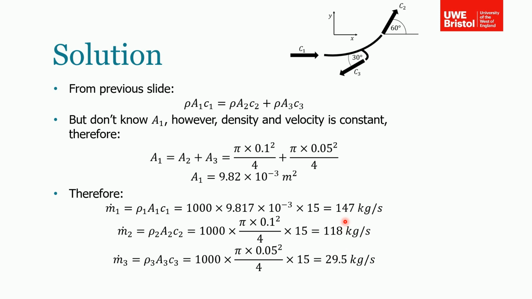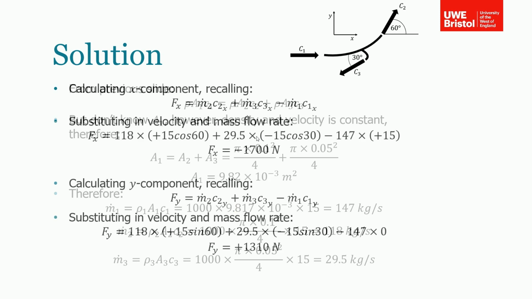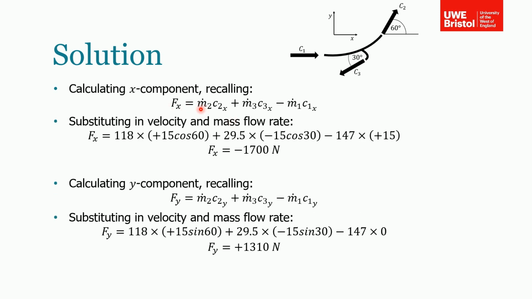So we can plug this with the velocities for each component back into the formula that we got in the previous slide. So we had this formula for the force on the fluid in the x component. So remember, these are the sum of the outlet jets minus the sum of the inlet jets. So we put in the values we got, so the mass flow rate times the velocity in the x direction plus mass flow rate jet 3 times the velocity in the x direction.